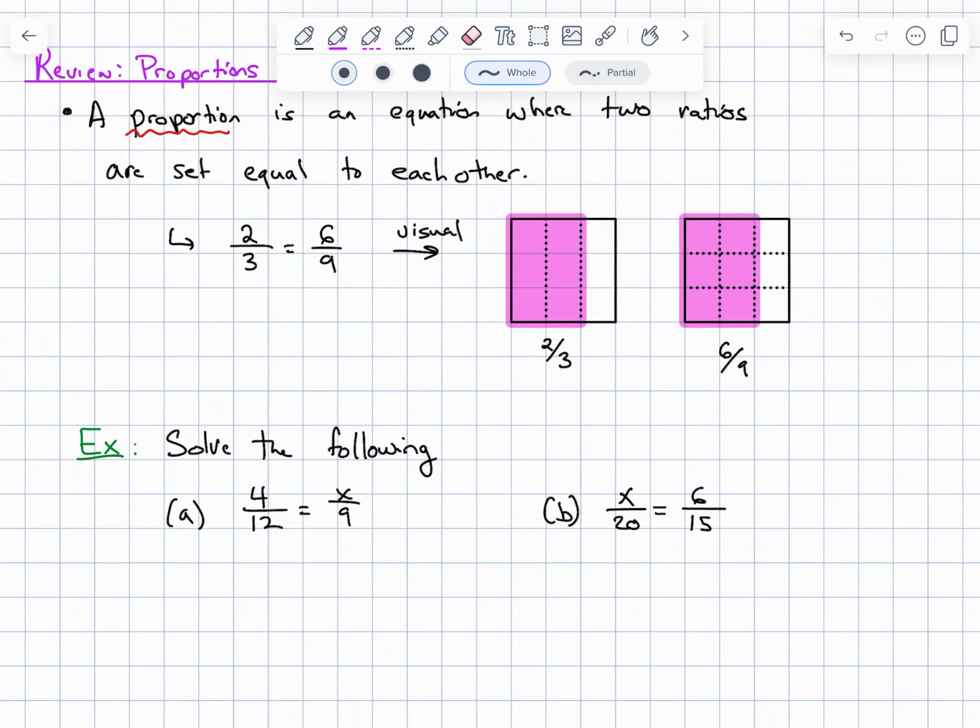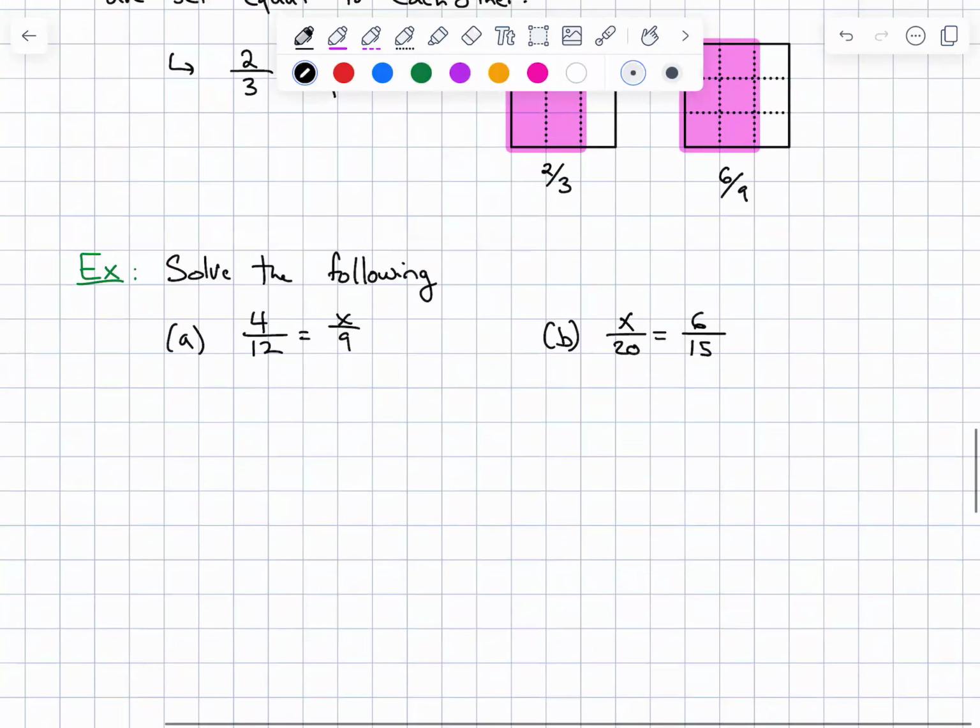Now, how you solve this is your own prerogative, just as long as it's mathematically valid. I could not care less. The traditional way that we solve these is with a method called cross multiplication. If you've heard it before, awesome. If you haven't, I'll show you. So solution. Part A, we have 4 over 12 equals x over 9.